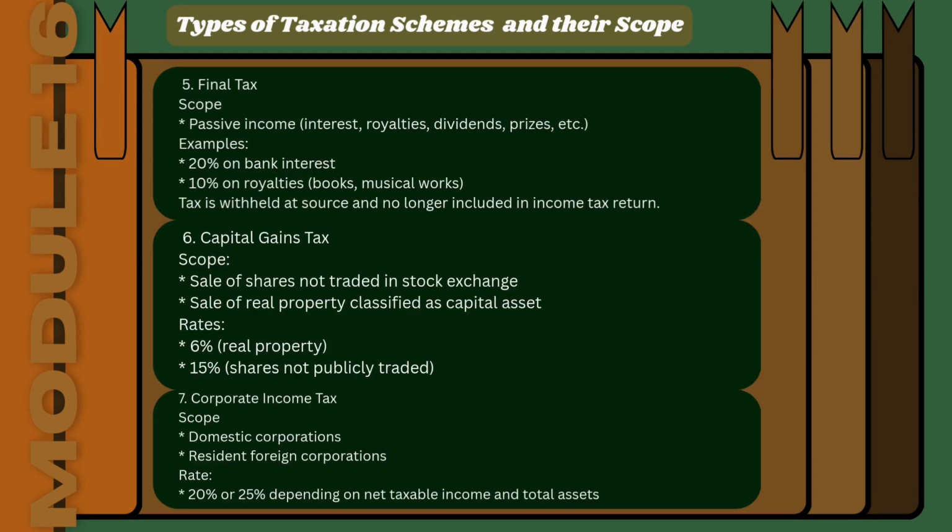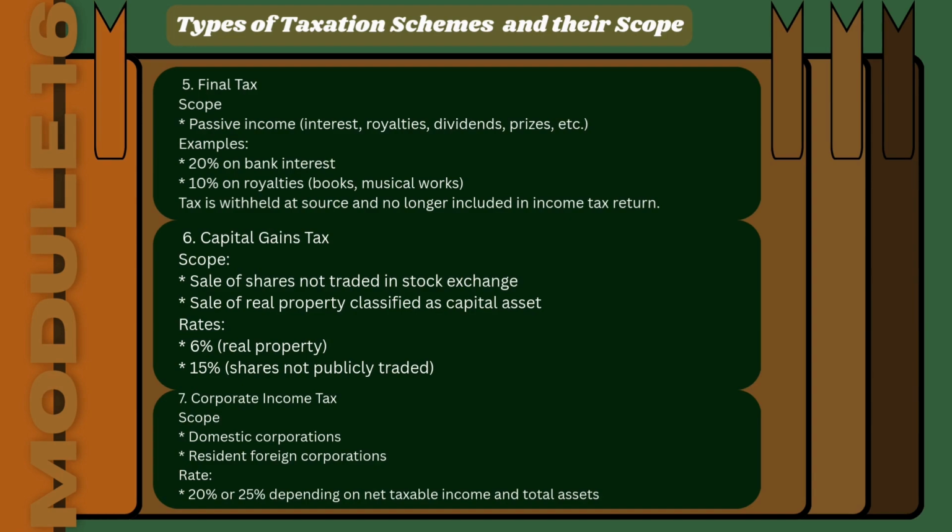5. Final tax. Scope: passive income, interest, royalties, dividends, prizes, etc. Examples: 20% on bank interest, 10% on royalties, books, and musical works. Tax is withheld at source and no longer included in the income tax return. 6. Capital gains tax. Scope: sale of shares not traded in the stock exchange and sale of real property classified as a capital asset. Rates: 6% for real property, 15% for shares not publicly traded.